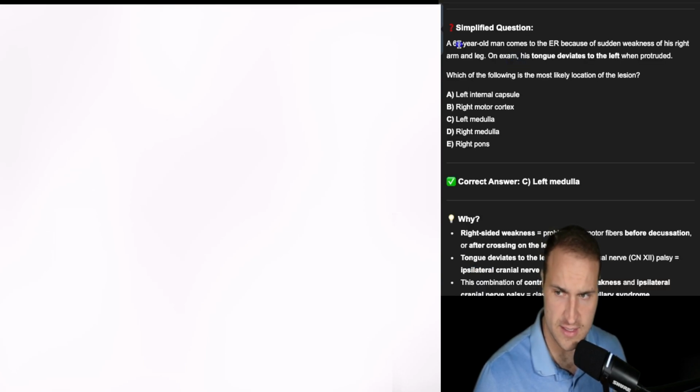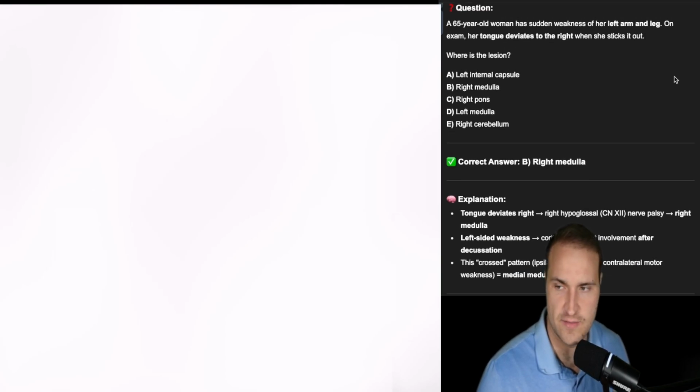For another practice question, a 60-year-old man has sudden weakness in his right arm and leg, and his tongue deviates to the left. What's the location? Left medulla. It's a right-sided weakness problem, but the tongue deviates to the left, so it's left hypoglossal nerve and ipsilateral cranial nerve. So contralateral body weakness, ipsilateral cranial nerve palsy, medial medullary syndrome. So the tongue typically deviates to the same side here.